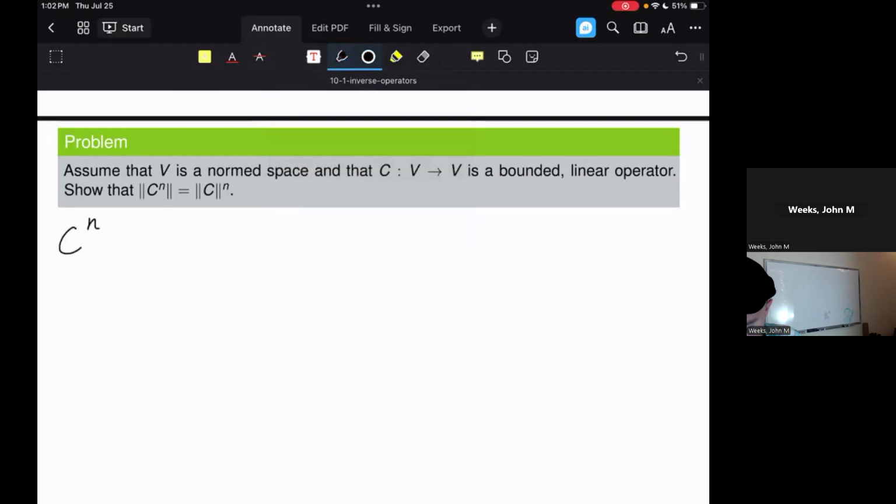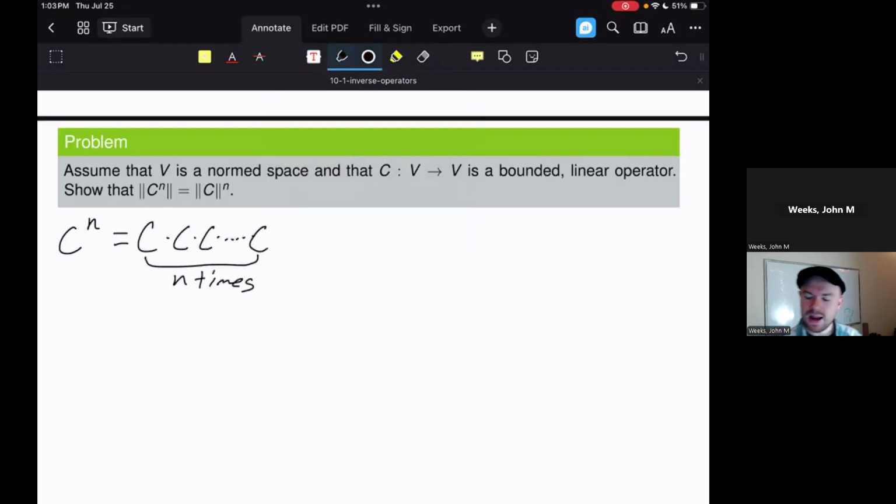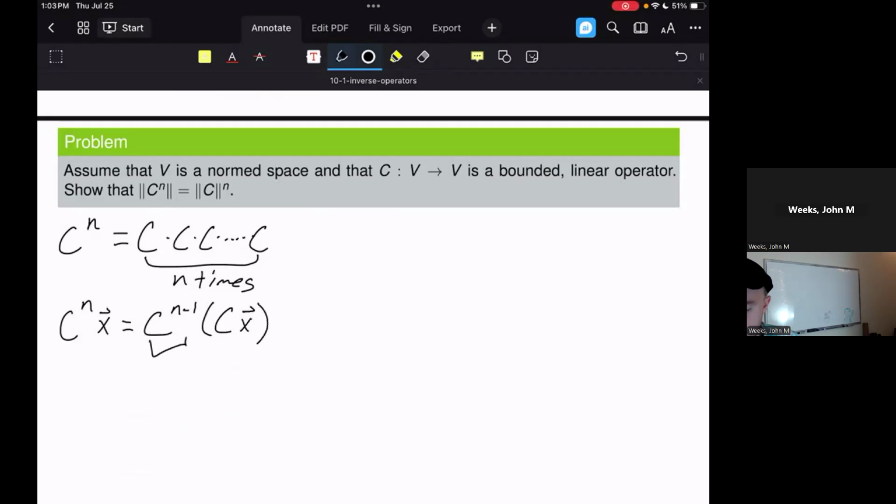C to the n is C times C times C times dot dot dot times C, n times. But remember what multiplying an operator times itself means in this context. It means that we are composing C with itself that many times. So if we have something like C times C times C times C, and so on and so forth, this means that when you plug something in like C to the n times a vector x, you're going to first plug the vector x into C once, and then you're going to have n minus 1 times to do it after you finish that. You are just taking C of x and then taking that y value you would get and plugging it into C once again.